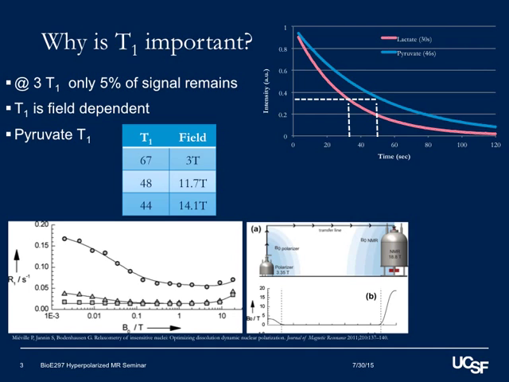So what I have here is simulated pyruvate and lactate. The pyruvate T1 is about 46 to 48 seconds at 11.7 T, and the lactate T1, shown in the red curve, is about 30 seconds. The T1 is extremely field dependent. This paper here shows the change in the field as you go from the polarizer to the magnet.